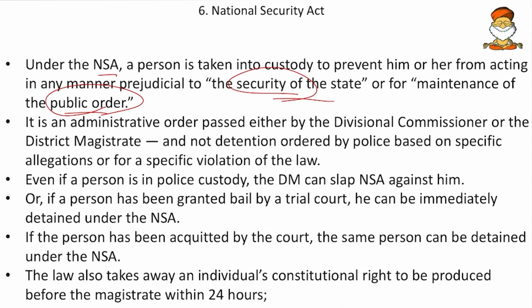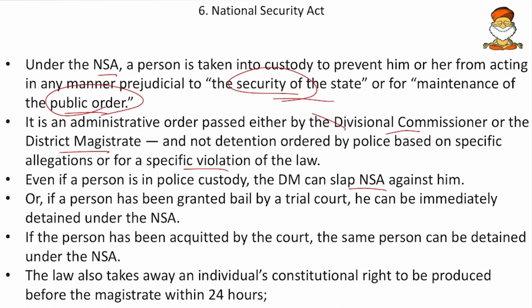Then it is an administrative order passed either by the divisional commissioner or the district magistrate, and not a detention order by police based on a specific allegation or a specific violation of the law. So friends, remember this National Security Act is not working under the usual police arrest law. So under ordinary arrest, the police will order an arrest, and here the district magistrate or the divisional commissioner is ordering the arrest. Then even if a person is in police custody, the DM can slap the NSA against him.